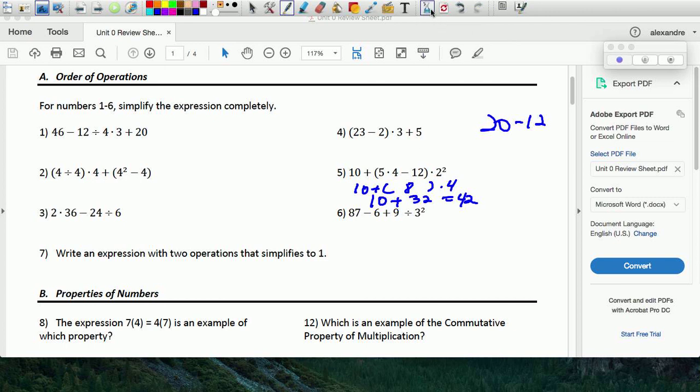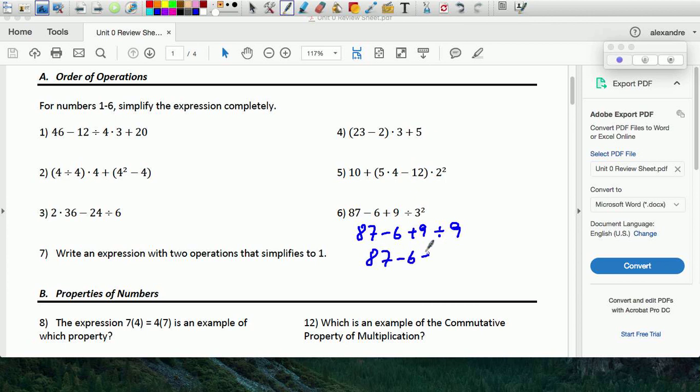6, it's going to be exponents here, so we have to take care of that. So 87 minus 6 plus 9 divided by 3 to the second power, which is 3 times 3, which is 9. Now that all my unknown values have become numbers, I can do the operations: subtraction, addition, division. So we're going to take care of the division. And 9 divided by 9 is 1. So now I can do addition, subtraction, left to right. 87 minus 6 is 81. And then plus 1 equals 82, right?